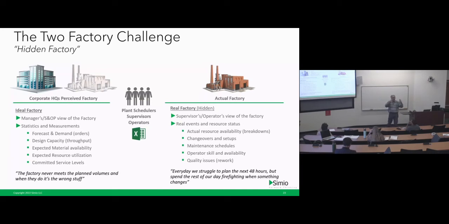And they clash, right? Because the higher level view doesn't really look at actual, actionable schedules, but looks at design capacity. And design capacity is not the same as actionable schedules. So you have this conflict between those two.